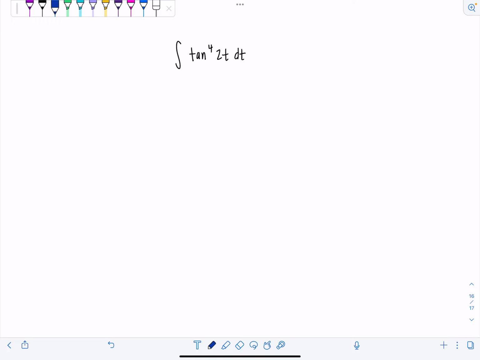And I have a lovely little integral for you today. We have the integral of tangent to the fourth 2t dt.